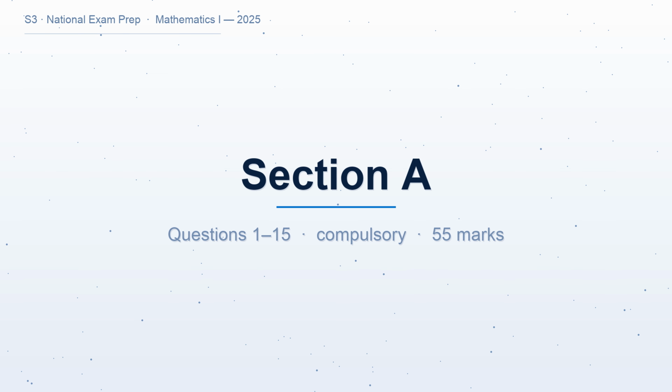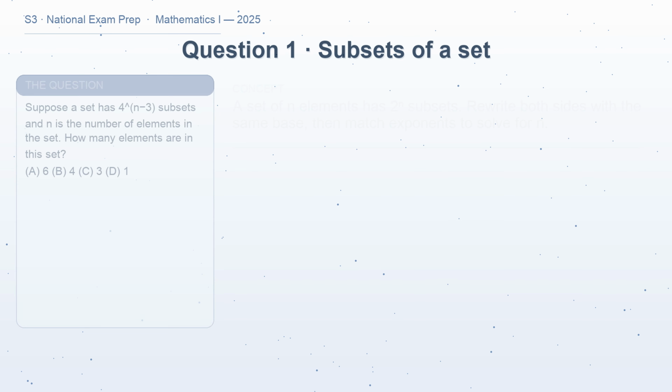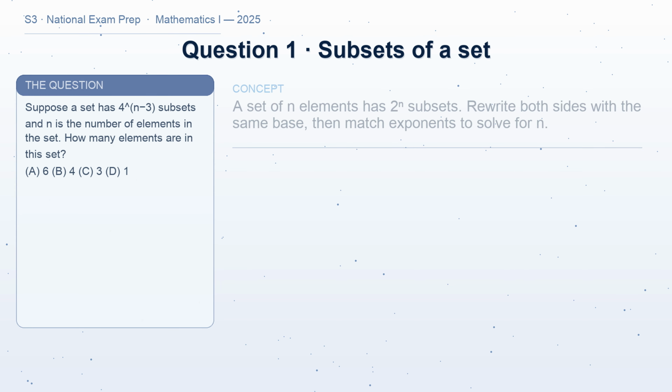Section A. These 15 questions are compulsory, so let's master each one. Question 1. A set has 4 to the power of n minus 3 subsets, where n is the number of elements. How many elements does it have? Here is the key idea.